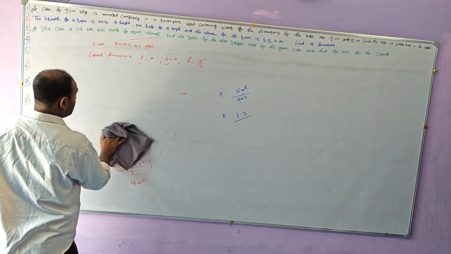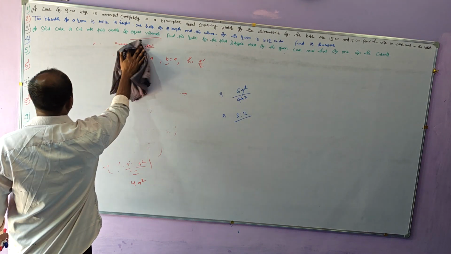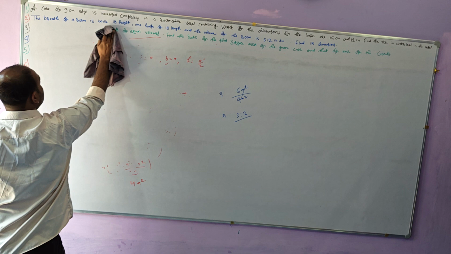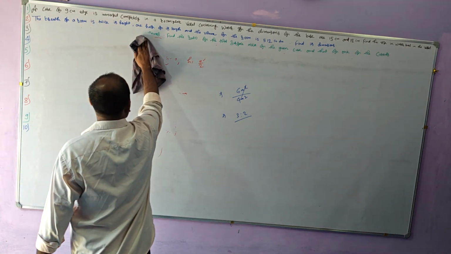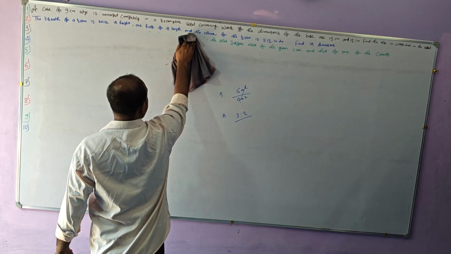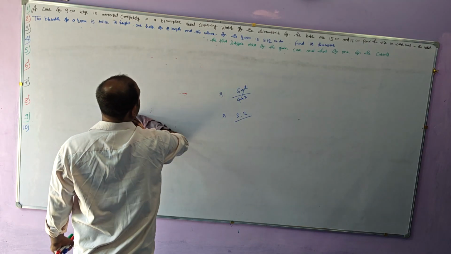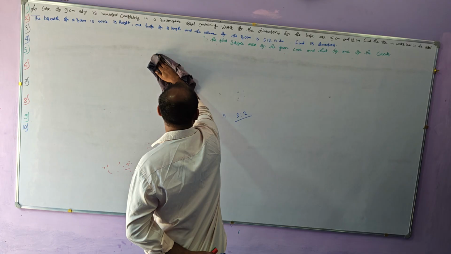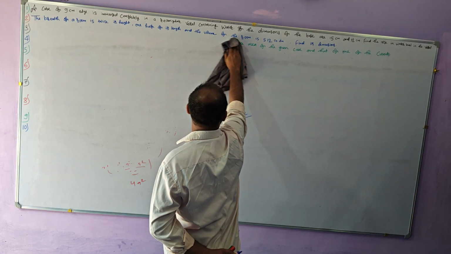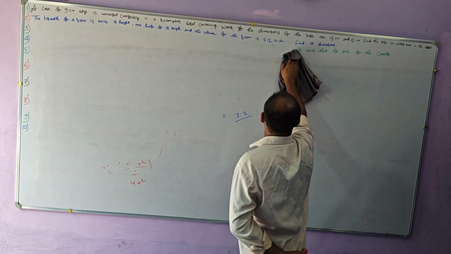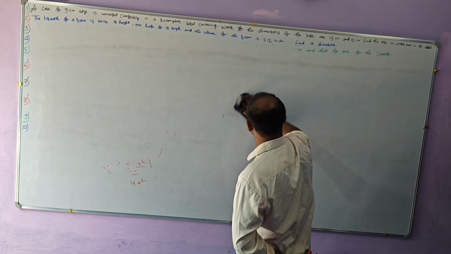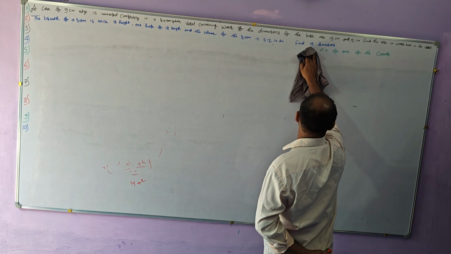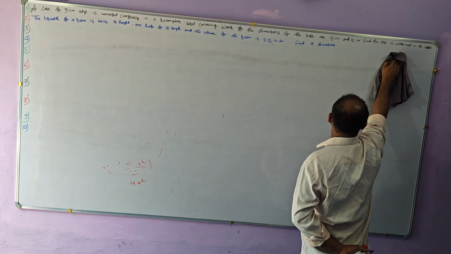Now, in another question, the breadth of a room is twice its height, the breadth is one half of its length, and the volume of the room is 512 cubic decameter. Find the dimensions.